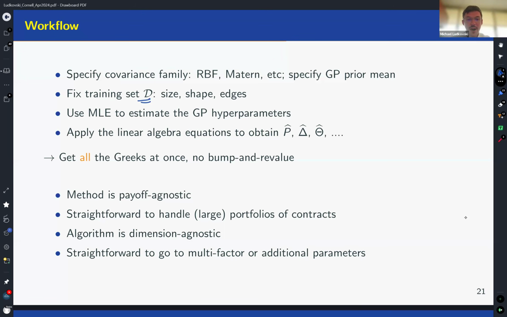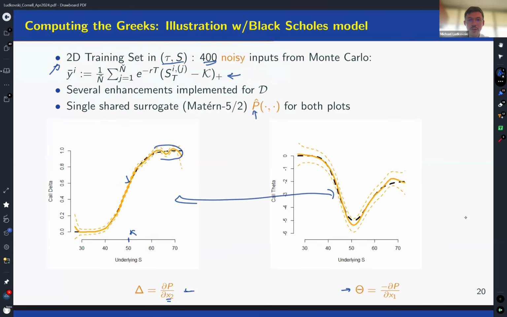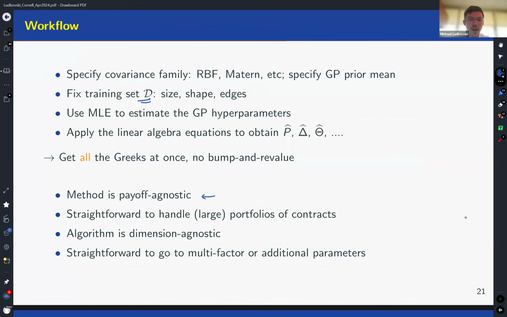And the method doesn't care about the payoff. So this thing, I showed you for calls, but I can have any other, for example, portfolios. I can have a collection of contracts all put together, because this thing doesn't really care what the Ys look like. It's going to take some averages anyway. So it doesn't depend on the payoff structure. And it really does not depend very much on the dimension.